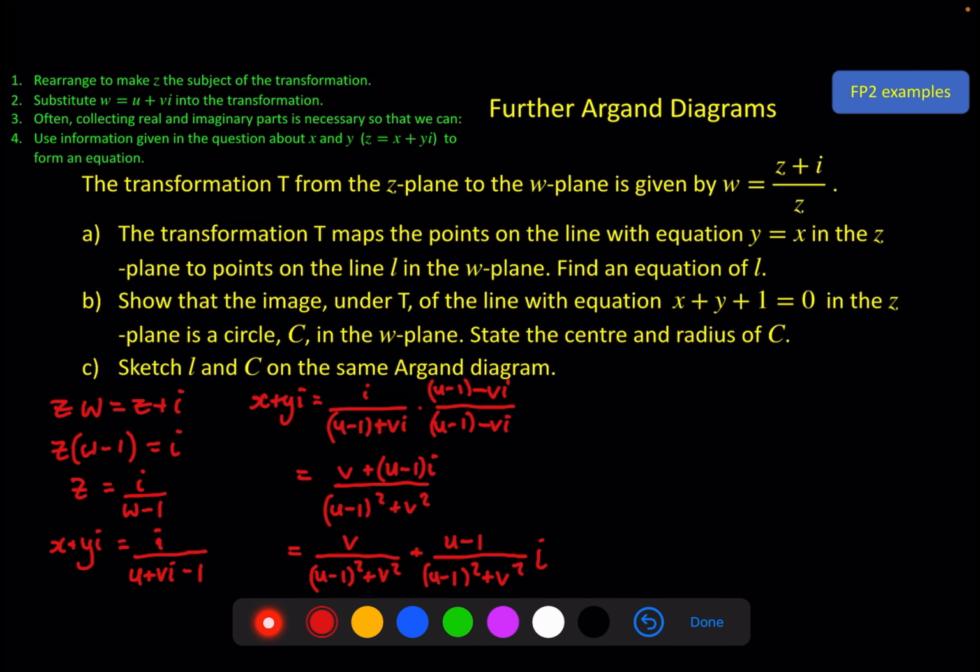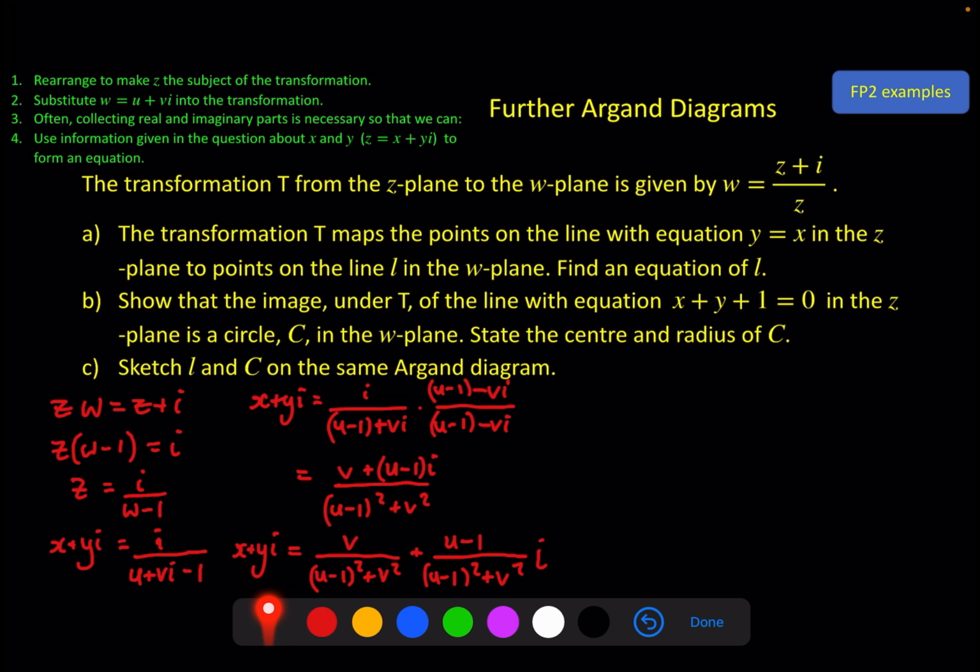And again, this must equal x plus yi. So the x equals this, and y equals this, and we know for our locus in the z-plane, y must equal x, so I can make this equal this. And then we've used this to find something connecting u and v.